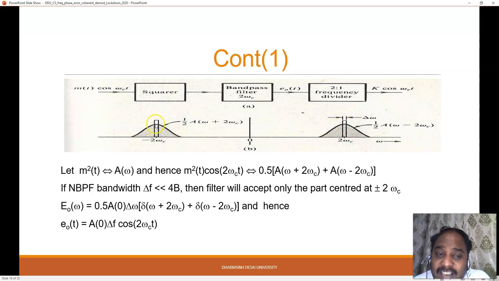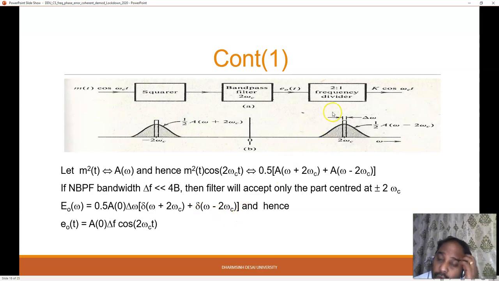Okay, so for mathematical analysis, this is the width delta omega, and this is the height, keeping the area the same. Representing this as delta omega tends to 0, it becomes an impulse. So I can write this as delta omega into delta of omega minus 2 omega c, and on this side delta omega into delta of omega plus 2 omega c. If I take the product of these two, it will take the value at omega equal to minus 2, so A of 0 I will get here: 0.5 A of 0, delta of omega plus 2 and delta of omega minus 2.